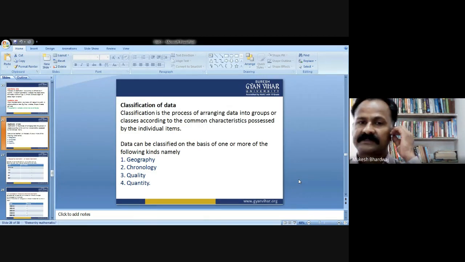We had discussed the types of data. Now the data is classified into four major classifications: based on geography, based on chronology, based on quality, and based on quantity. So classification is the process of arranging data into groups or classes according to the common characteristics possessed by the individual items. Data can be classified on the basis of one or more of the following kinds, namely geographical, chronological, quality, and quantity. Okay.